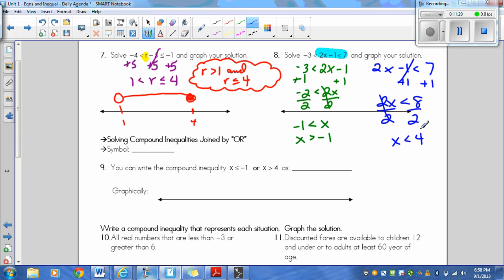These are both going to have open circles. And you're going to go right in between. Greater than negative 1 and less than 4. So you could solve the whole thing simultaneously, which means at the same time, or you could split them up and solve them both separately. Totally up to you.